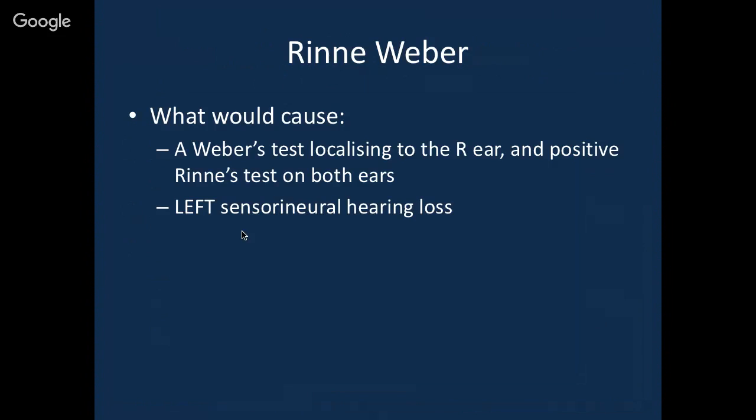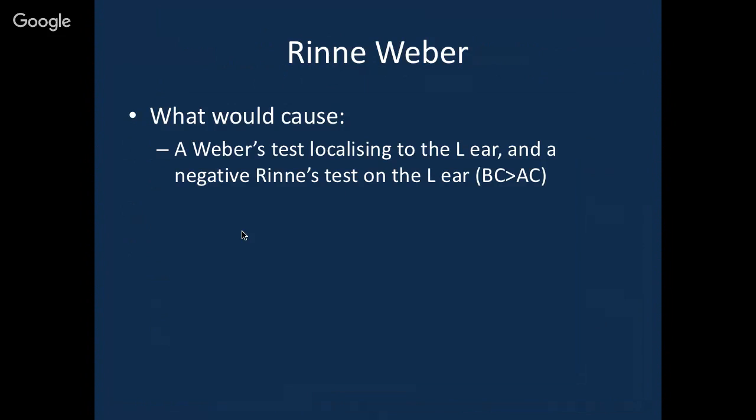Remember, you have to memorize how this works. If Rinne's is positive in both ears, that means air conduction is better than bone conduction, so there's no conductive hearing loss. But if the Weber's localizes to the right ear, it means the right ear is better than the left, so the left must have a sensorineural hearing problem. It's the kind of thing to cram the day before the exam because you keep confusing yourself about it. Now, Weber's test localizes to the left ear, but the Rinne's test is negative on the left ear. Bone conduction is better than air conduction. What does this mean?